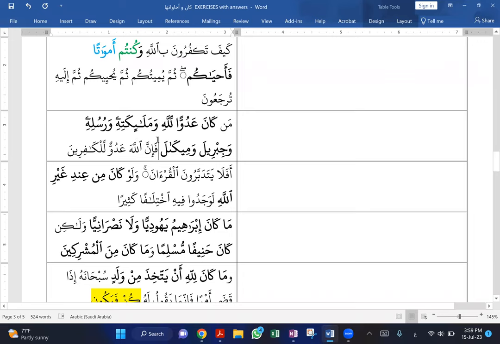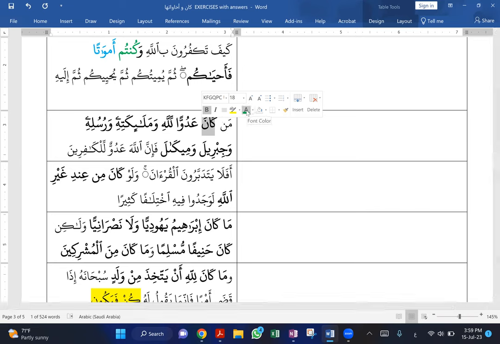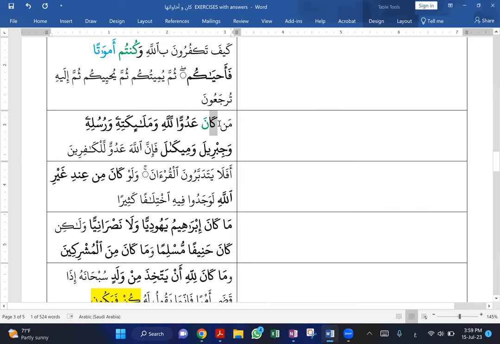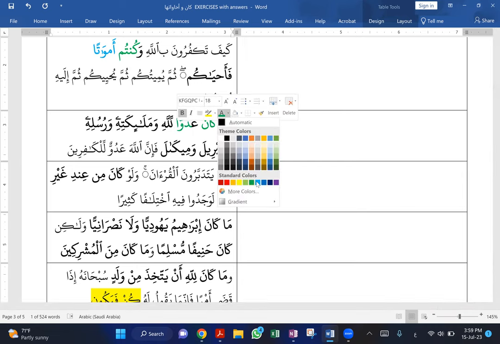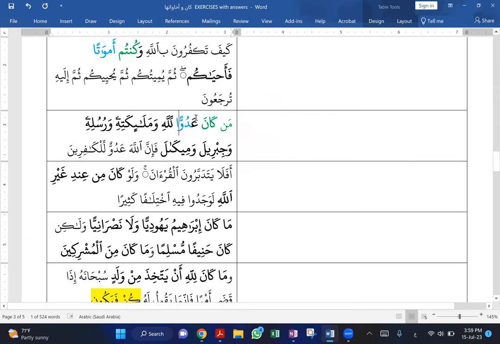What do you guys think? كان مبتدا, اسمه هو, عدوا خبر, لله وملائكته ورسله all متعلق بالخبر. Yes. Can all of you see that? Like it's all connected.